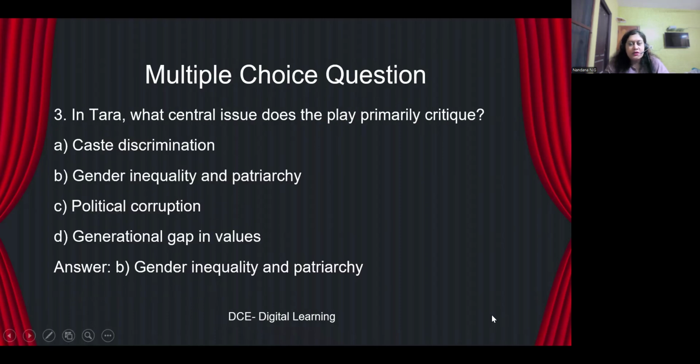In Tara, what central issue does the play primarily critique? Critique is usually a negative criticism. So, what are the themes that can be seen as discussed? Caste discrimination, gender inequality and patriarchy, political corruption, or generational gap in values. The central issue of the play Tara is the answer option B, gender inequality and patriarchy.